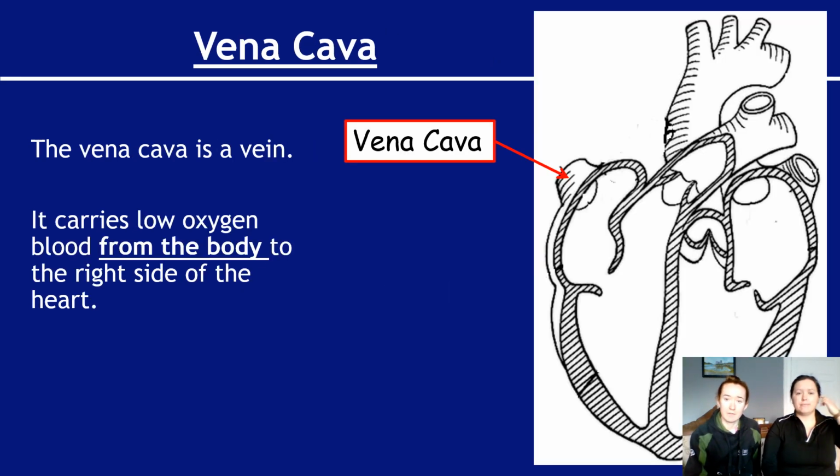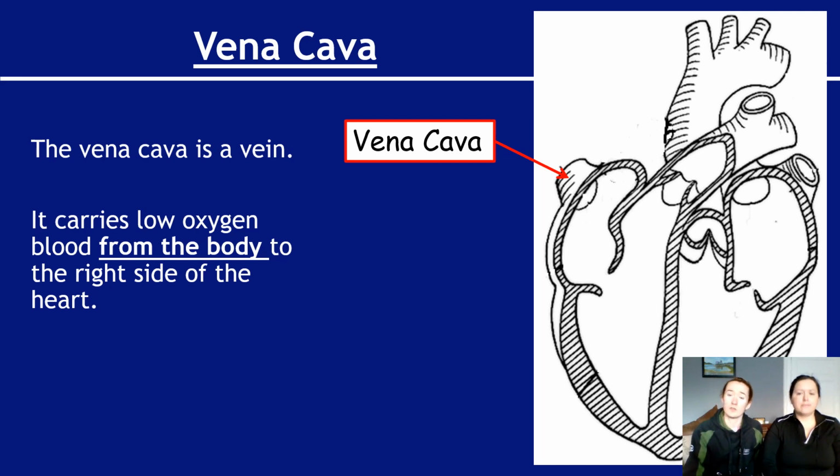Okay, so the first structure that we're going to look at is called the Vena Cava, and the heart, again, very nice, it is very alliterative. So the Vena Cava is a vein. So it is going to be carrying low oxygen blood from the body to the right side of the heart.